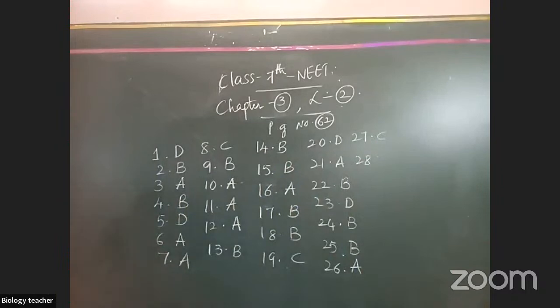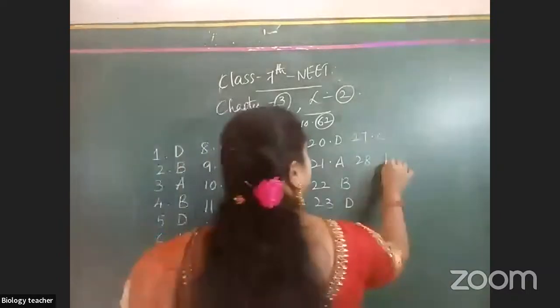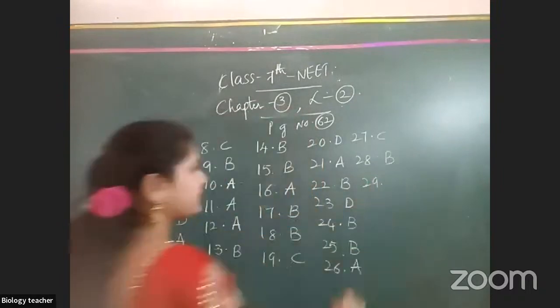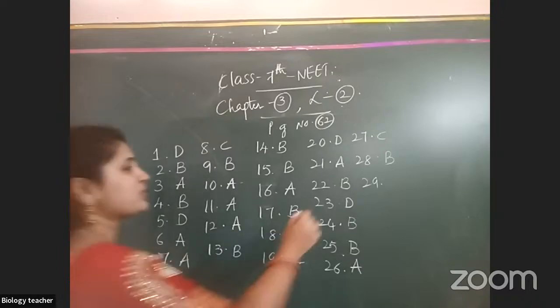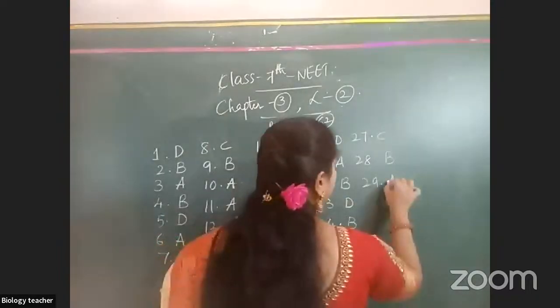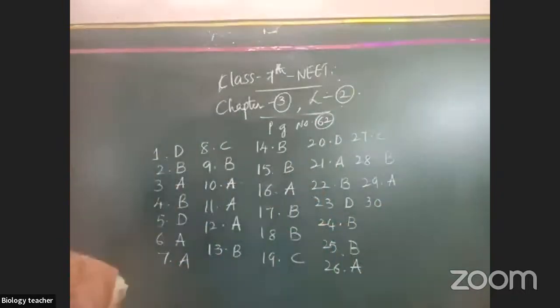Next, 28. Air is warmed as it passes through trachea. Next, 29. Hemoglobin is an oxygen carrier, oxygen binds as O2 minus to Fe of hemoglobin. So both are correct. A. 29 option is A. Both are correct only.